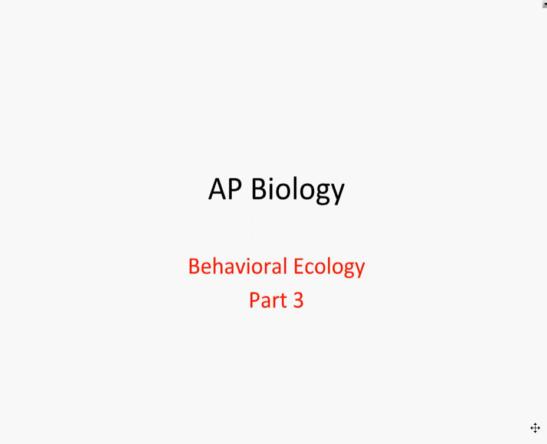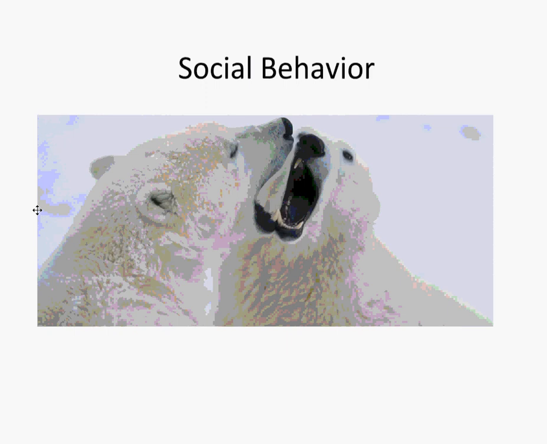So here we'll begin the third part of behavioral ecology before we move more into populations and communities. And we've talked about innate behavior and learned behavior. So now we're going to look at social behavior. Obviously, it gives us a great opportunity to have a picture of bears. So there's that. And social behavior is just interactions between individuals in a given area.